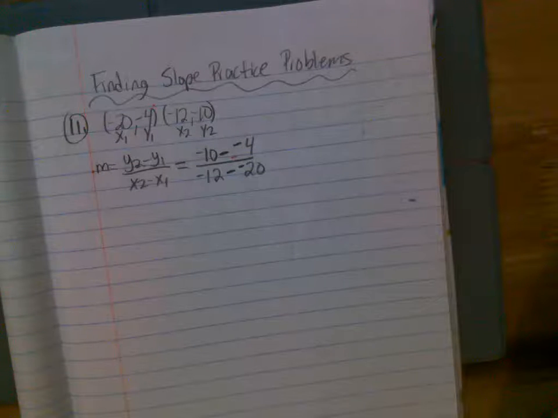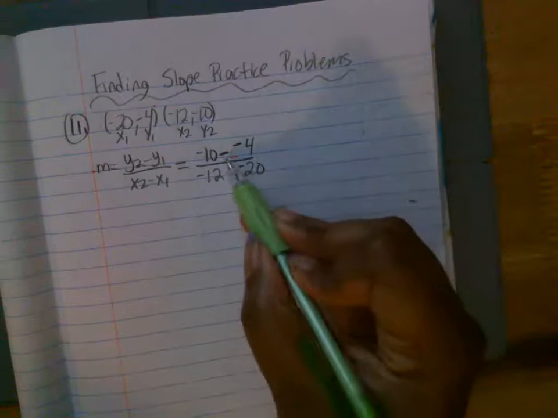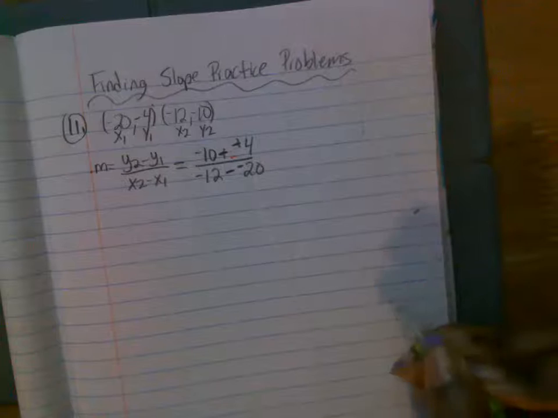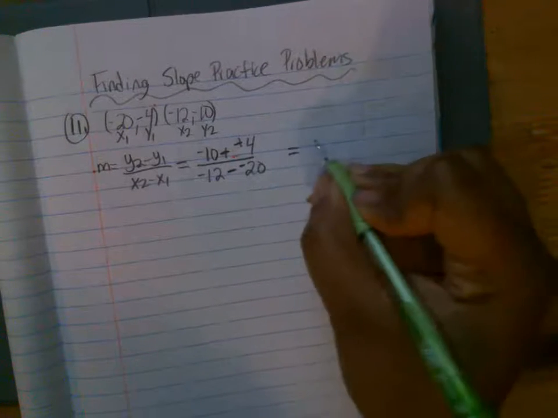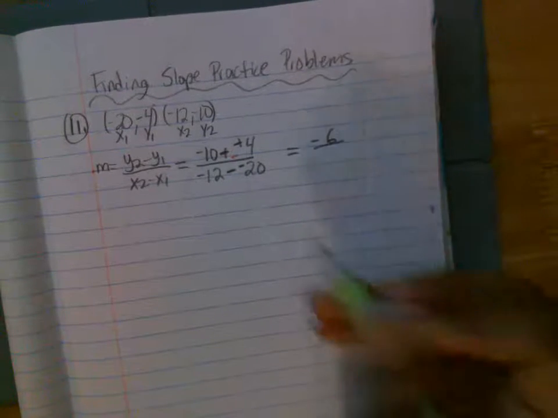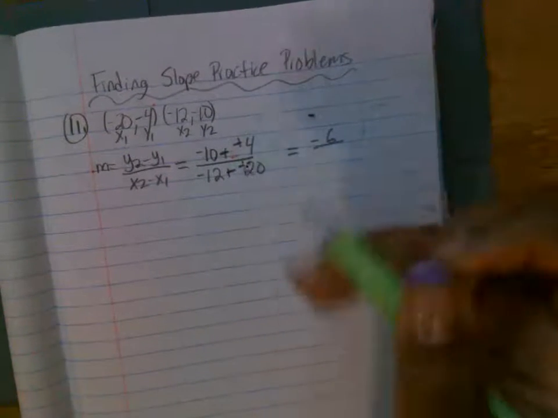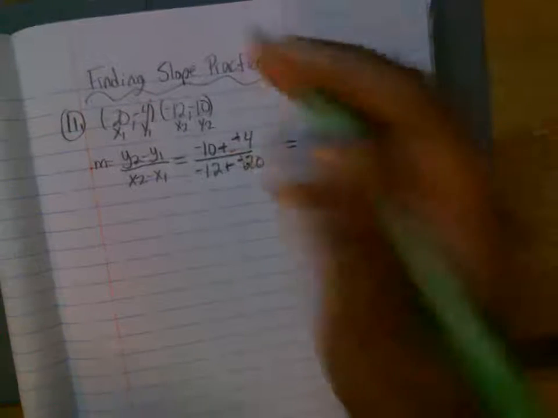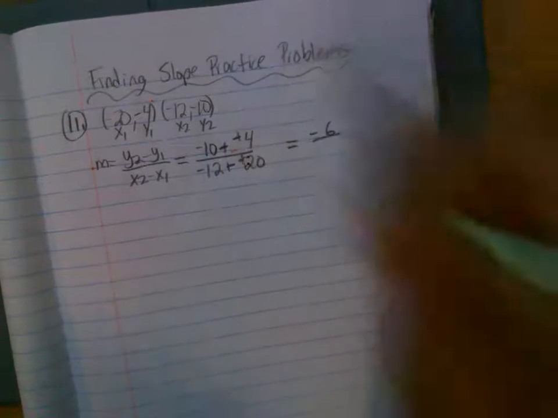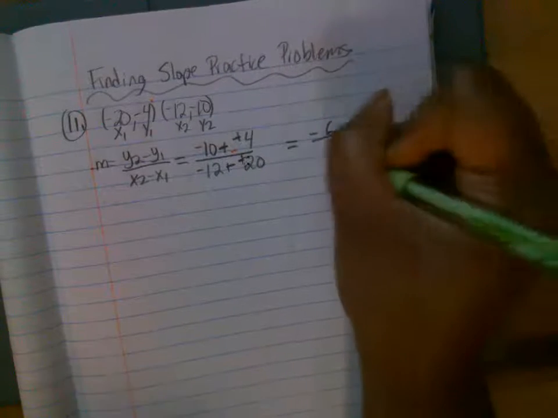So now after I substitute, I simplify. So when I simplify the top, I get minus a negative, which is the same as saying plus a positive. So on the top here, I'm going to get a negative 6. On the bottom, this is the same as saying plus a plus a positive. Sorry, y'all. So here I get a positive 8.